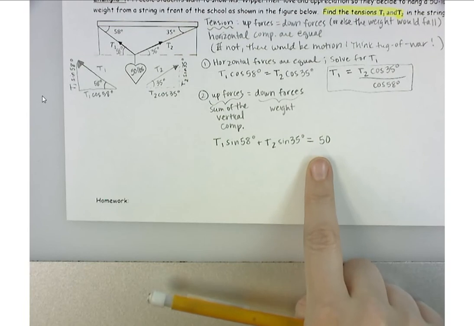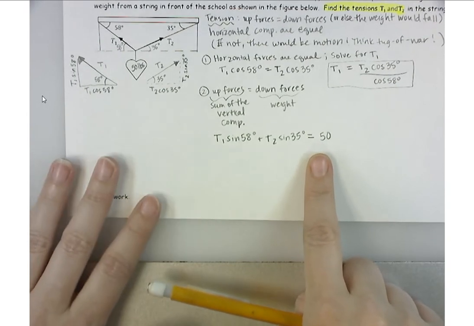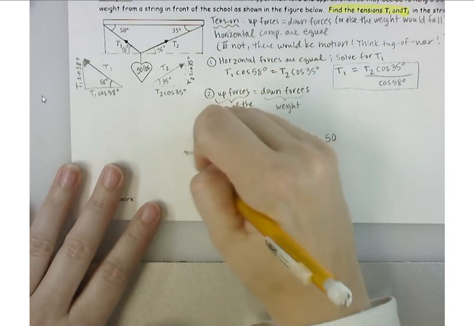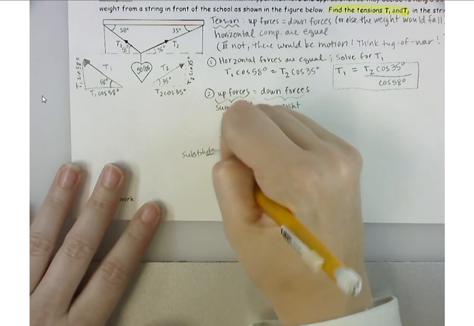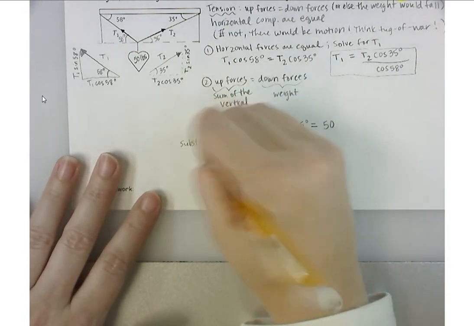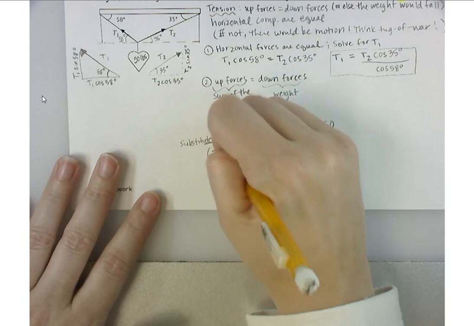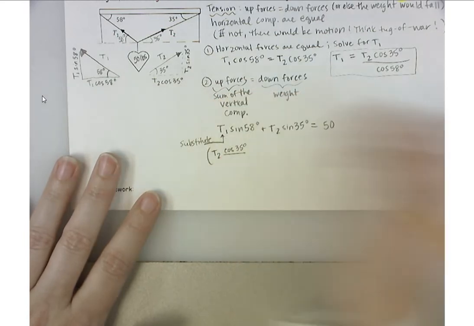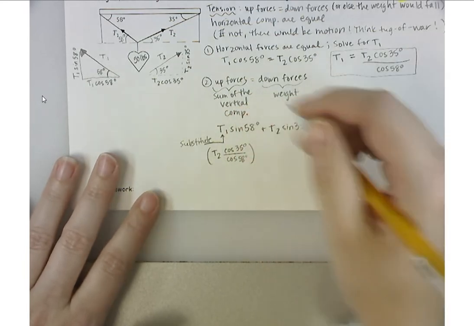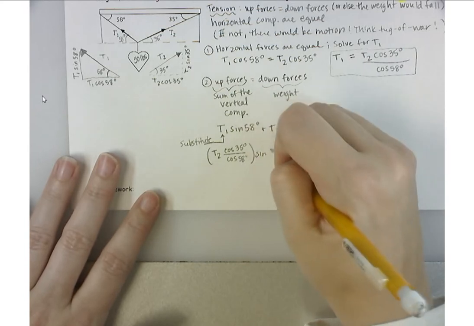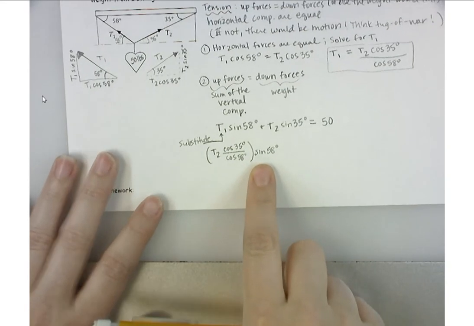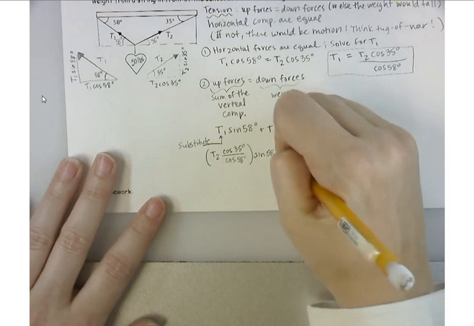Okay, so what we are going to do is substitute for T sub 1. We know that T sub 1 is equal to this, which means we can plug in T sub 2 times the cosine of 35 degrees divided by the cosine of 58 degrees. Now that's times the sine of 58 degrees. Don't forget to multiply. I've done it before. It's not fun. You don't get the correct answer. That is something small that you could miss.